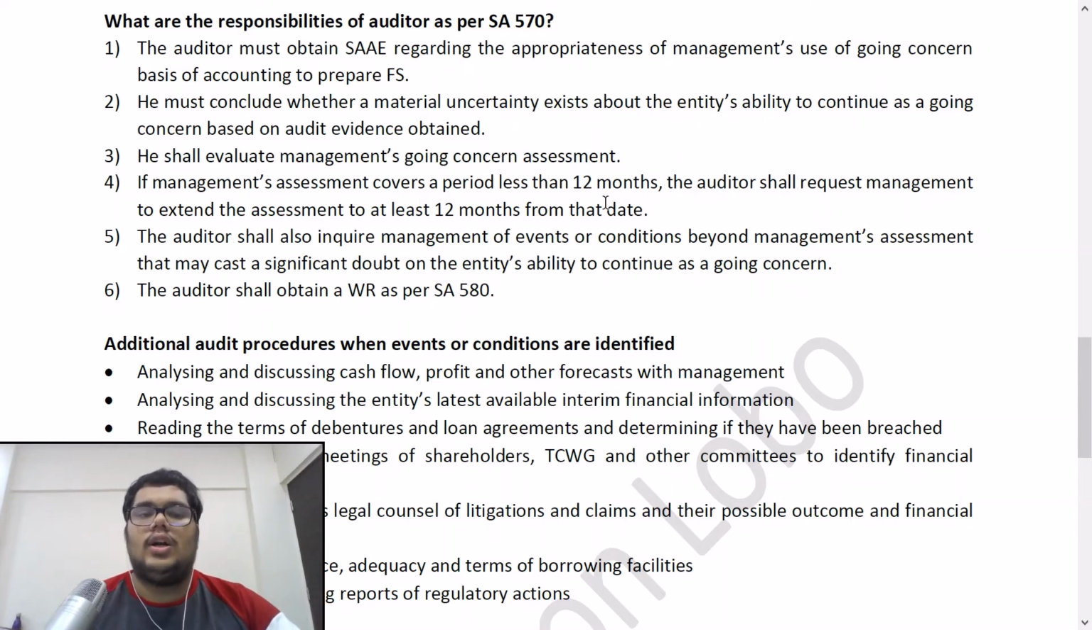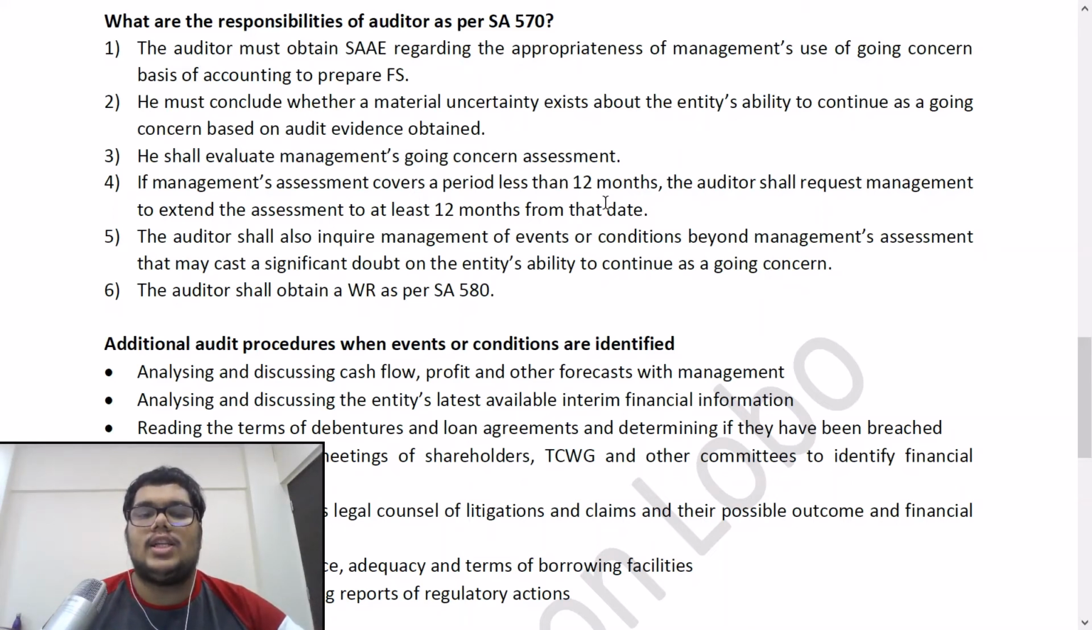So the first point, the auditor must obtain sufficient appropriate audit evidence regarding the appropriateness of management's use of going concern basis of accounting to prepare financial statements. He must conclude whether a material uncertainty exists about the entity's ability to continue as a going concern based on the audit evidence obtained. So during his audit procedures, he would have obtained a lot of audit evidence. That audit evidence and the other inquiries that he has performed of management may have any of the indicators mentioned above. We saw in the answer, financial, operating, or other indicators. So if any of those indicators are present, that may highlight an issue of going concern to the auditor, which he needs to investigate. Point number 3, he shall evaluate the management's going concern assessment.